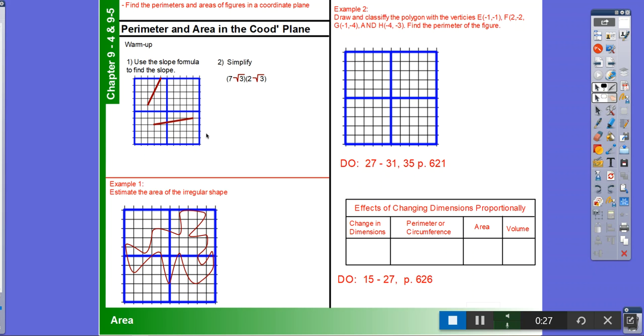I would like you to do these problems right now, as well as give this one a shot. Pause the video and then get back to it. So go ahead, pause the video and restart once you're done with those 3 problems.